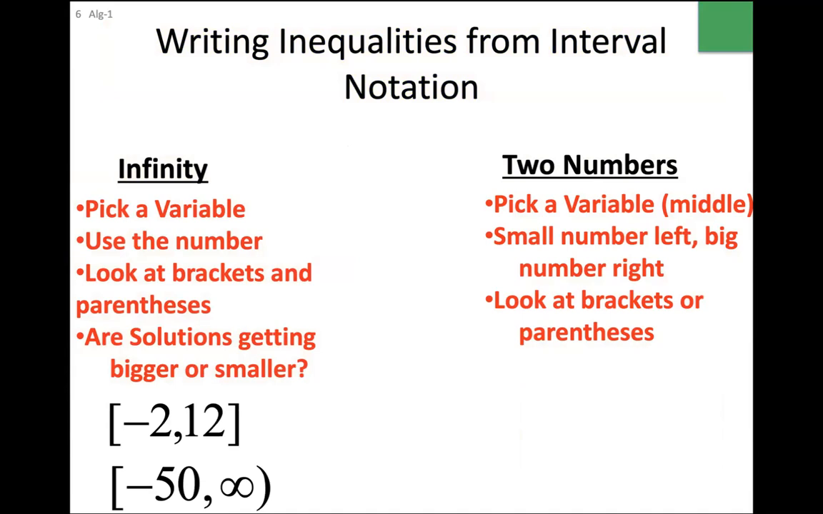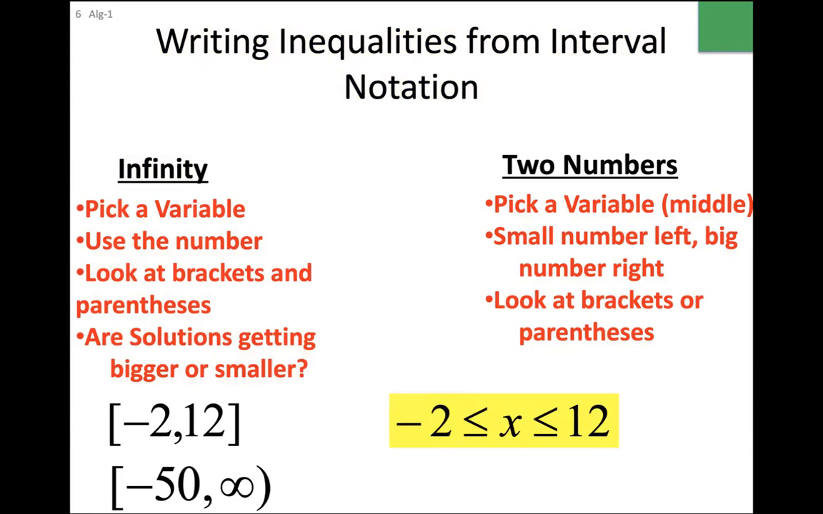All right, let's see. The first one, I've got 2 numbers. So I got to pick a letter. I'll pick X. I put the smaller number on the left, the bigger number on the right. So -2 and 12. So X is going to be bigger than -2, but smaller than 12. And since they're both brackets, I'm going to put the little line underneath of it. Less than or equal to, less than or equal to.